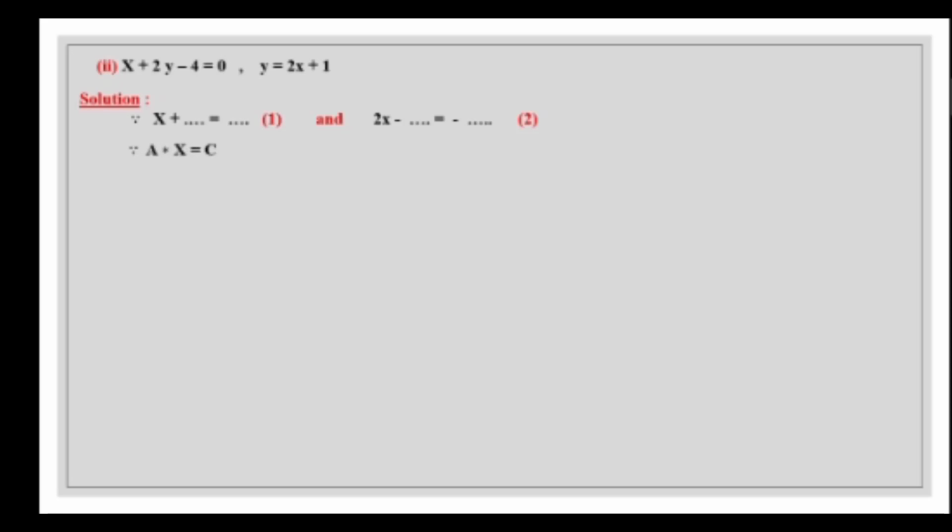So, the matrix equation A times X equals C. Therefore, the matrix of 1, 2 and 2, negative 1 multiplied by the matrix of the variables, which is x and y, equals the matrix of the constants, which is 4 and negative 1.